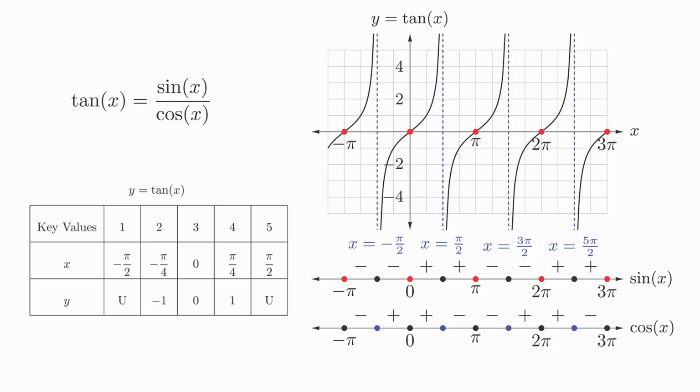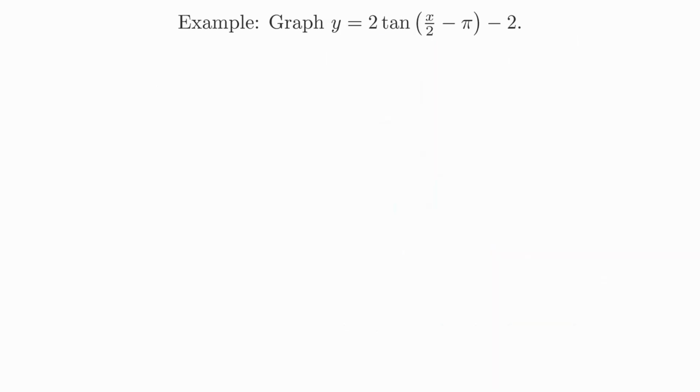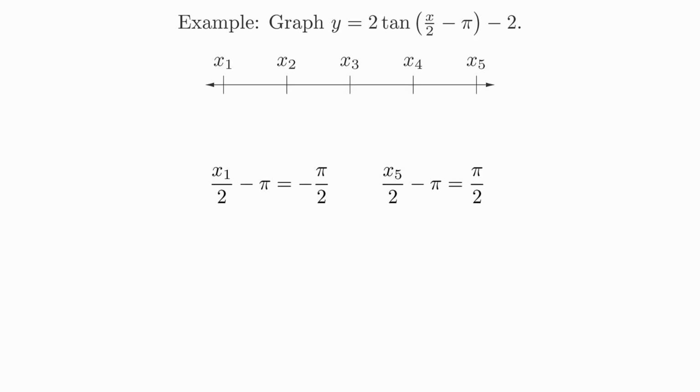The only difference is that when determining our fundamental period, we will set the argument equal to plus or minus pi over 2 because that's the fundamental period for the tangent function. Example: graph y = 2 tan(x/2 - pi) - 2. We set the argument equal to plus or minus pi over 2 and solve for x. This shows us that the fundamental period is from pi to 3 pi.